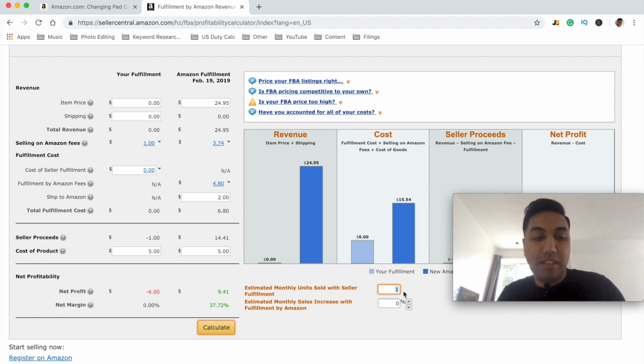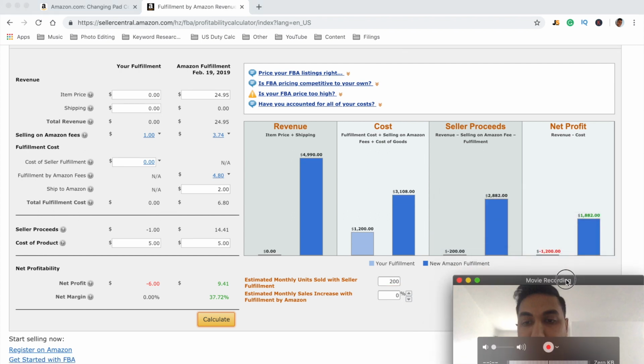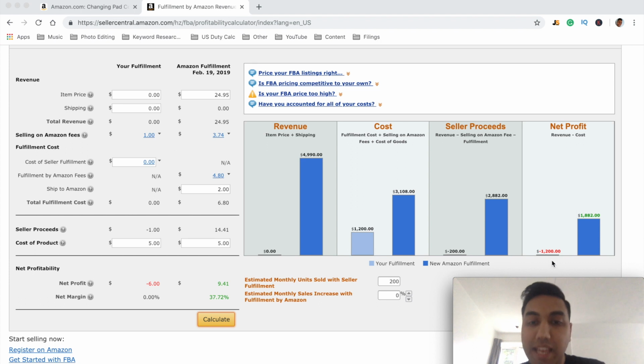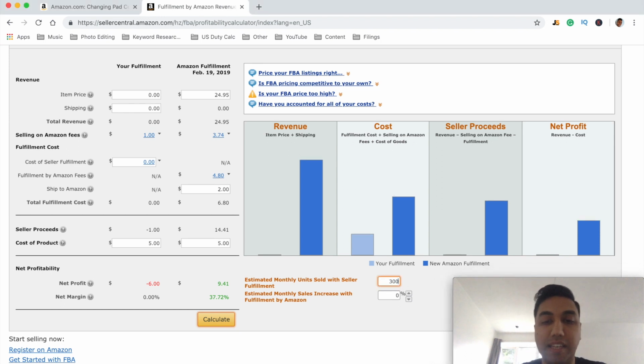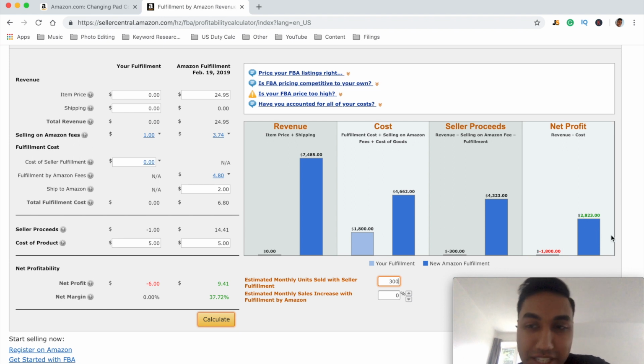So let's take an example of putting in 200 units every single month. Now let's move me out of the way of here. So what you can see here is that the net profit you're going to make is $1,882 a month. Now that's not bad for a first product, and it's absolutely realistic that you could achieve that. Now, ideally, I'm looking for products that are going to be selling at least 300 every single month. So I'm making $2,823, as you can see right over here, every single month. Now, that's ideally what you're looking for.